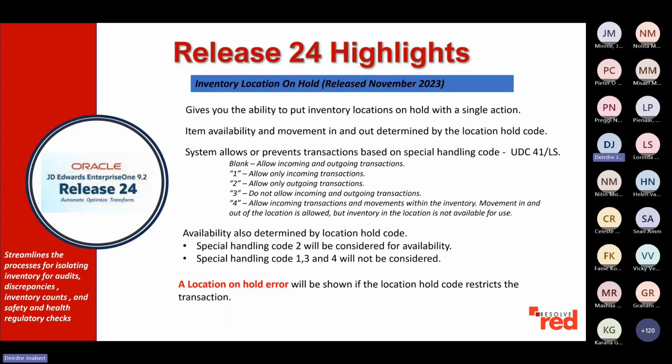2, allow outgoing transactions only, so the opposite: you can't do GRVs, you can still do shipments against that location. 3 blocks you from doing basically any kind of transaction against it, and then 4 allows incoming transactions and movements within the inventory module, so that means you can still do a transfer between the locations, but anything from sales or procurement or work orders or something like that will be blocked.